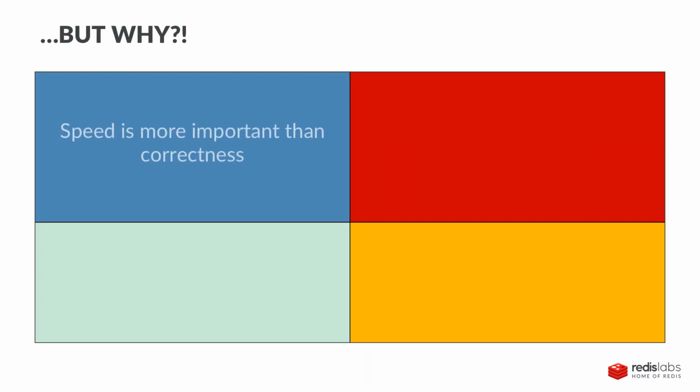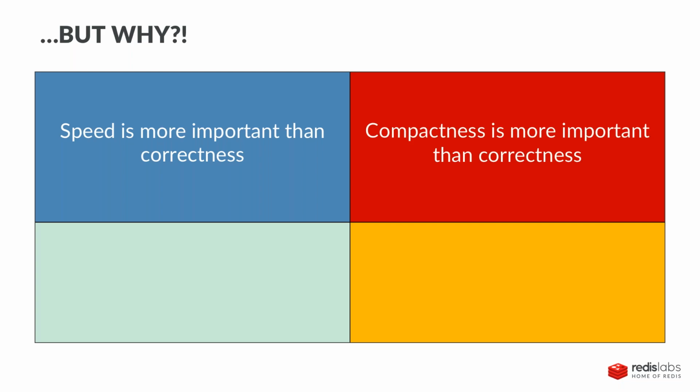So why would you do this? Sometimes speed is more important than the correctness of what you're pulling out of it. We talk about performance and speed all the time, and in this case, this can provide you an advantage. Compactness is more important than correctness. Again, we're an in-memory database, and we understand that RAM is expensive.